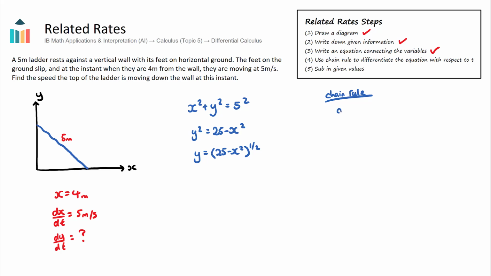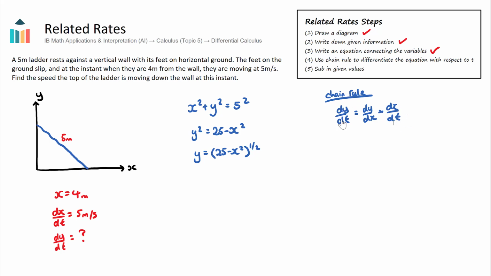This tells us that if we want to find dy/dt, we can find dy/dx and multiply that by dx/dt. Some students find this a little difficult to grasp, but the chain rule tells us that if we have y as a function of x and we want to find dy/dt, we can take the derivative of y with respect to x and then multiply it by the derivative of x with respect to t.